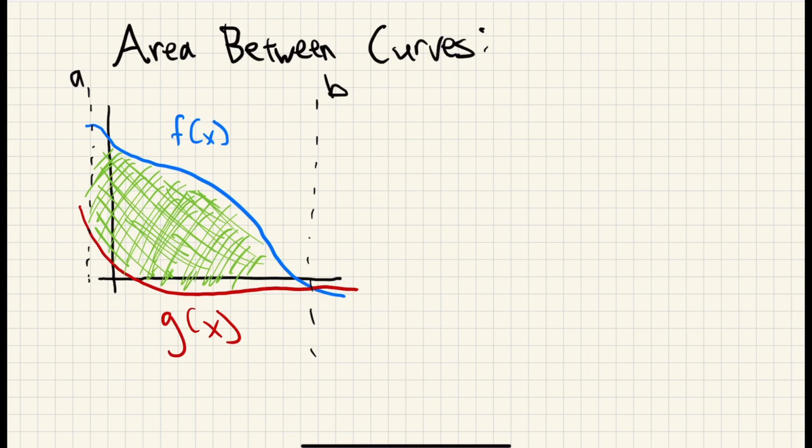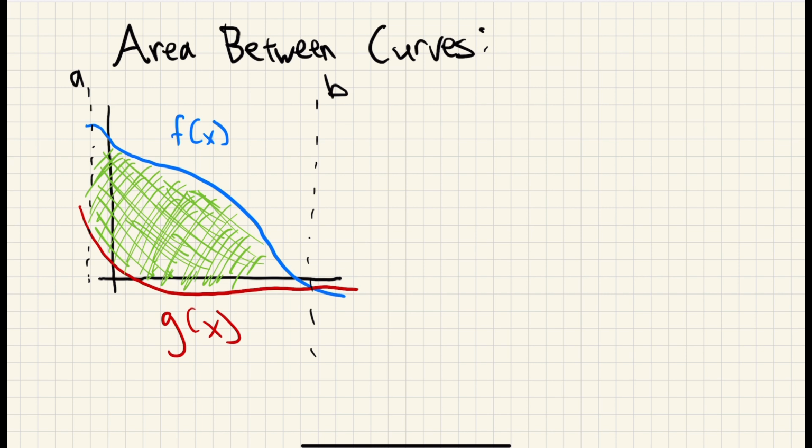So let's say you want to find the area between two curves. This is a common problem in calculus, and it's actually not that hard. If we have a graph like this, and we have a blue function, f of x, and a red function, g of x, we're told to find the green area, which is the area under f of x and above g of x. How do we do that?